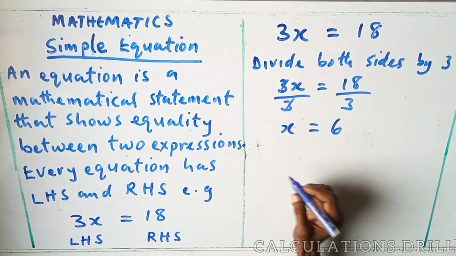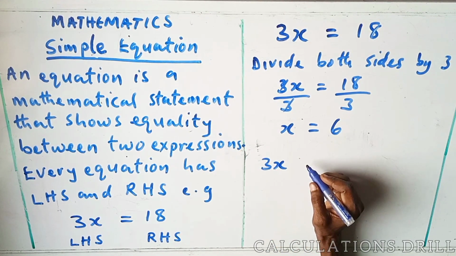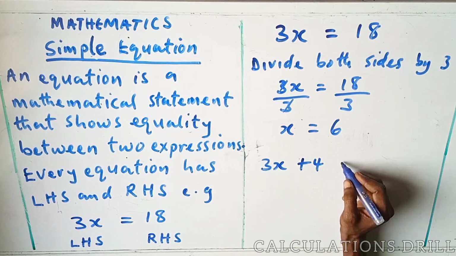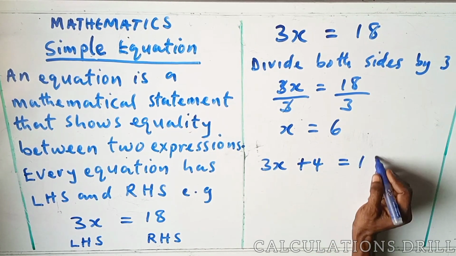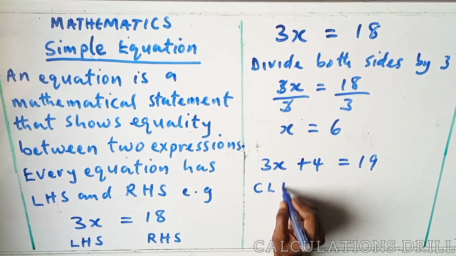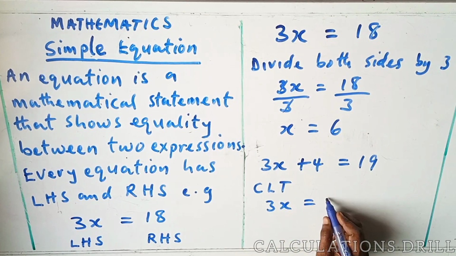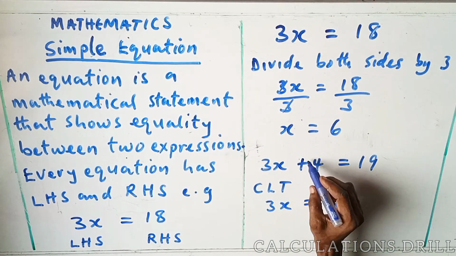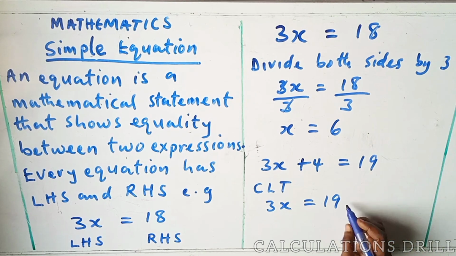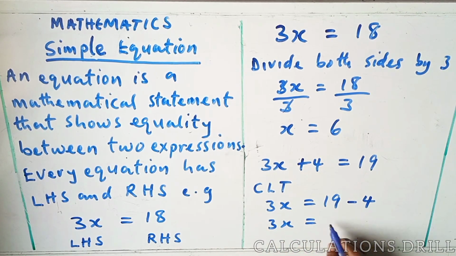Example 2. How would you solve this? 3x plus 4 equals 19. Collect like terms. 3x equals 19, and plus 4 moves to the right-hand side, it becomes negative. So we have 19 minus 4. 3x equals 19 minus 4, which will give us 15.